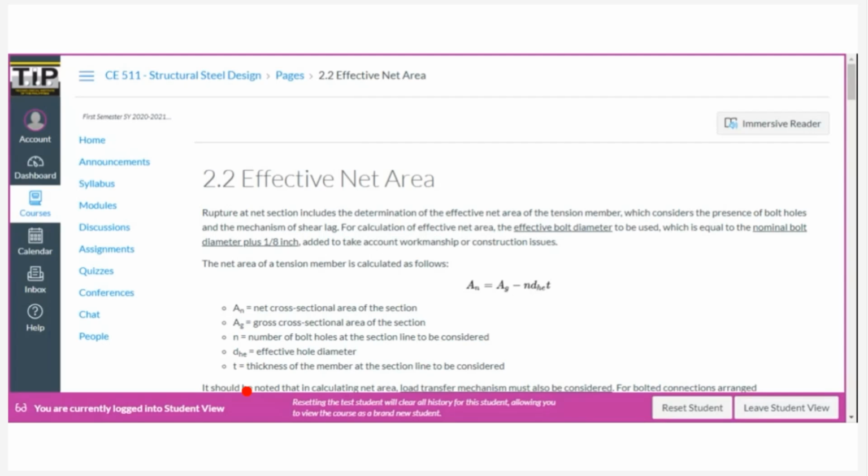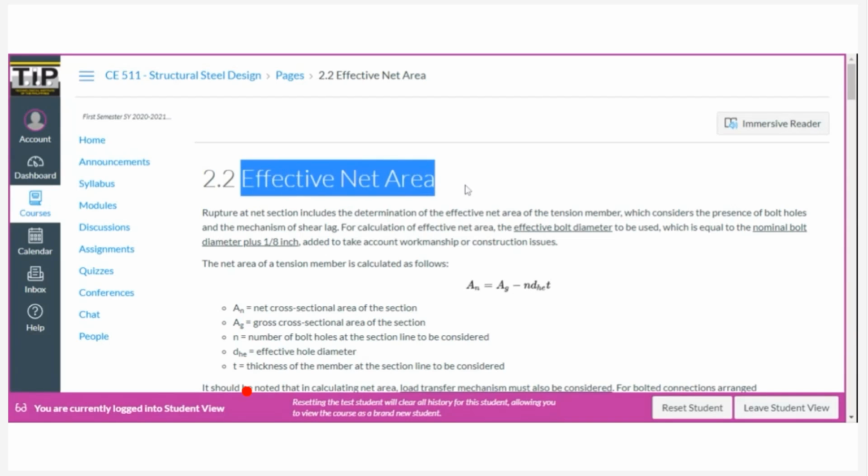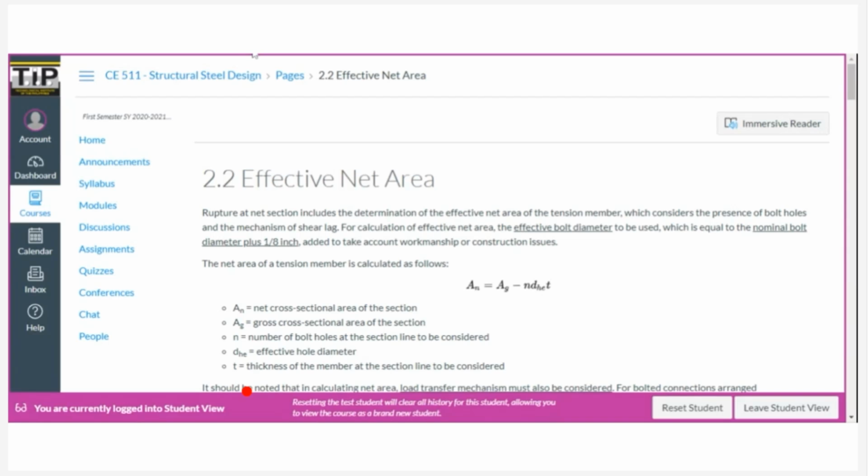We will now be talking about the effective net area. From what we have discussed earlier, net area is the area of the cross section of the tension member considering the holes.